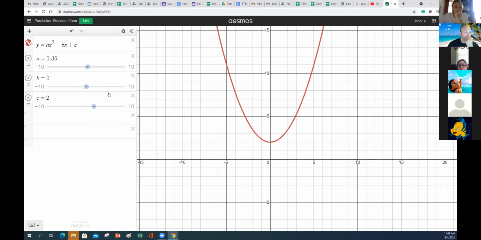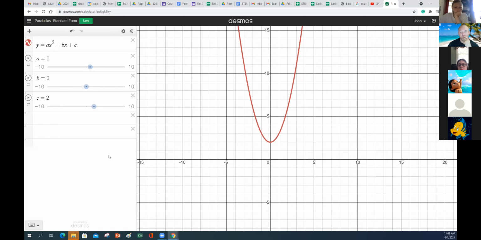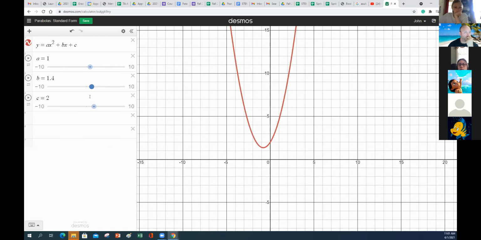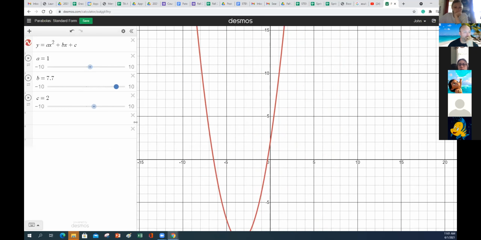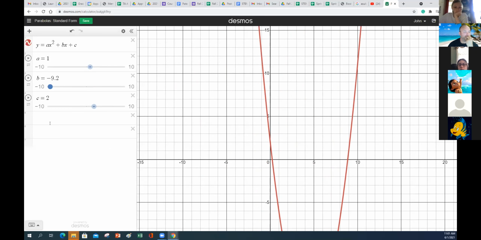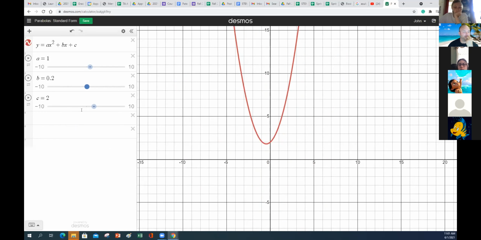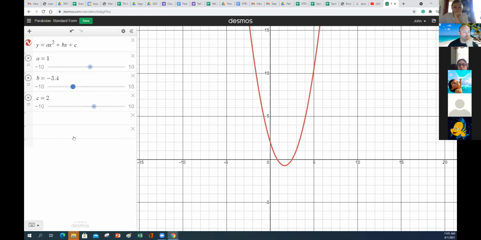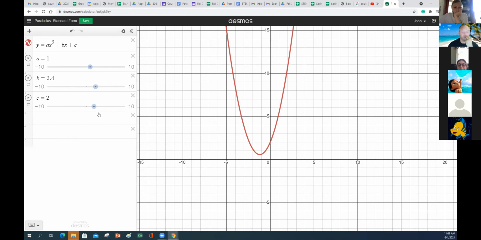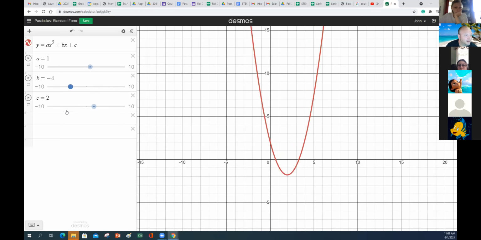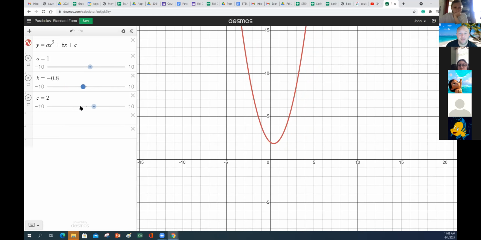Okay. So now B is a different story. B is a little tricky. Up and down, up and down. It's like it's bouncing back and forth. Now this is funky. This took me a while to wrap my brain around back in the day: what is B doing? Is it moving it right to left? It is moving it right to left. Very good.